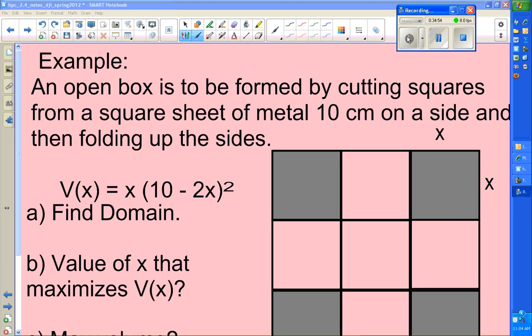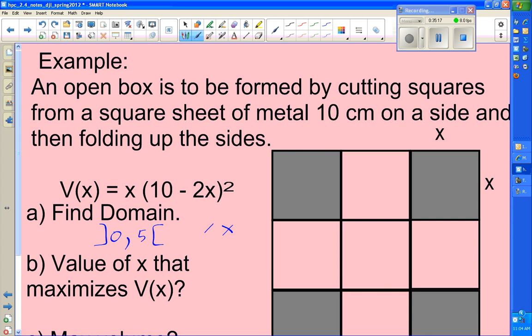You get it? It has to be greater than 0 and less than 5. So from 0 to 5 for your domain. And interval notation is the best way to use it. You're welcome to use set notation too. If you'd rather do x is greater than 0, less than 5, that's fine.